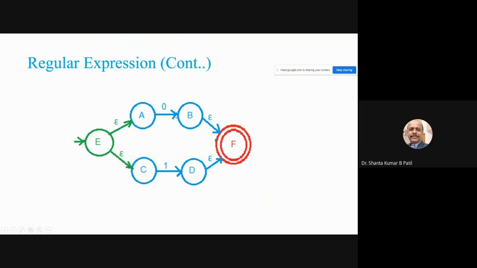This path, epsilon 0 epsilon, accepts 0, and this path, epsilon 1 epsilon, accepts 1. Hence this is the finite automata which accepts either 0 or 1.